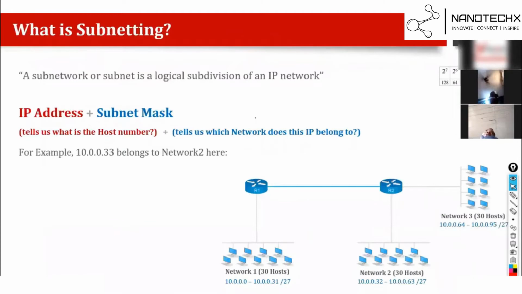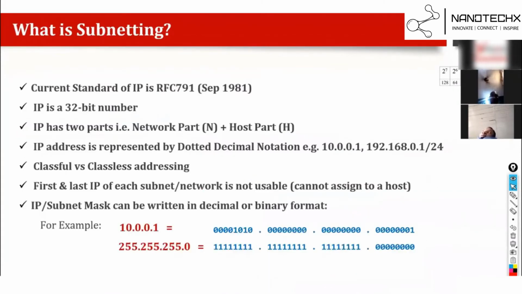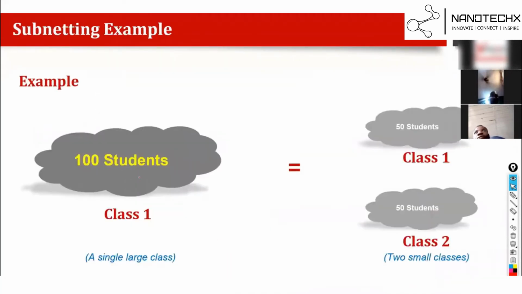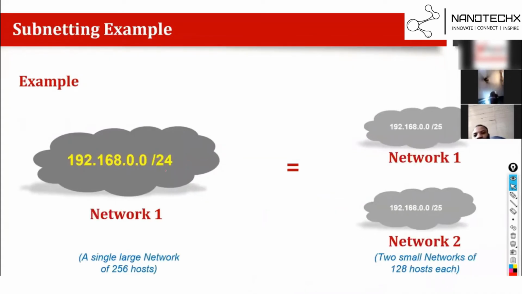So fundamentals, we studied what is IP, what is subnet mask, how does it work overall, what is an IP address, what is the network and host portion. The network portion stays permanent while the host portion keeps on changing. And then we went through examples of the classes in decimal numbers, but we usually have to do it in binary. If we have a class of 100, we can divide it into 2 classes of 50-50, or if we have a network of this range with 256 hosts, we can divide it into 128 each.